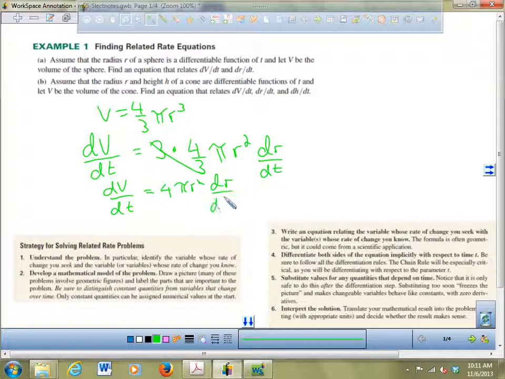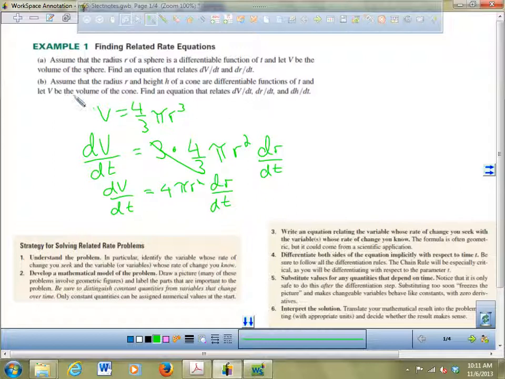And that simplifies to dV/dt equals 4 pi r squared dr/dt. So they might ask you a question, which they will later on, like how fast. They don't have any specific numbers here right now, but they might say if the radius of the sphere is changing by 1 inch per second, at the point where the radius is 10, how fast is the volume changing? That would be a related rates problem. We'll do some, you'll see them.